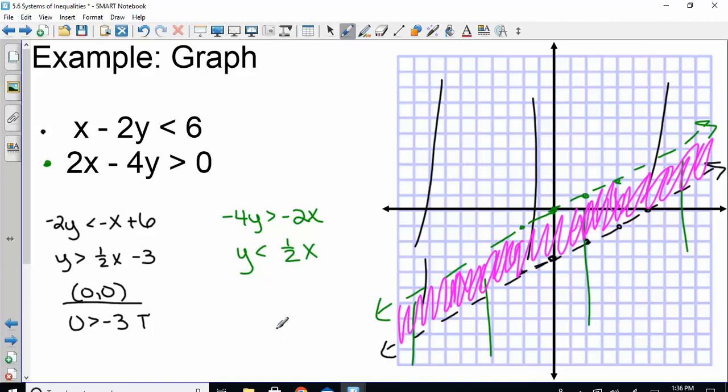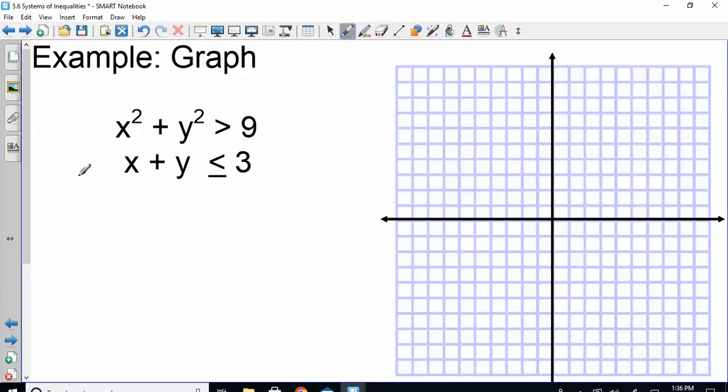Now we're not only going to do this with lines, we're going to do it with several other different kinds of graphs. I could give you any inequalities I wanted. So let's say I gave you this one, x squared plus y squared is greater than 9. Does anyone know what x squared plus y squared equals 9 would look like? What would that graph be?